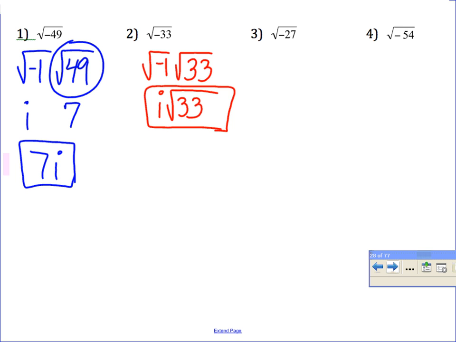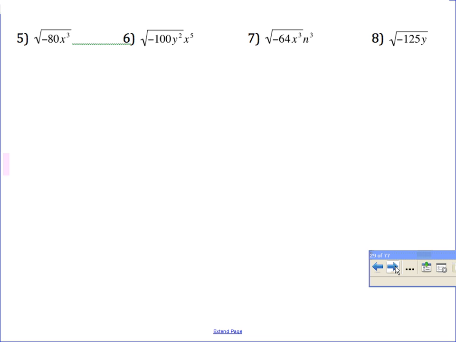Okay, let's jump to number 5. Some of these are too easy. So let's jump to number 5. Okay, square root of negative 80x cubed. First thing you recognize is that there's a negative inside the square root. So we're going to write at least square root of negative 1.